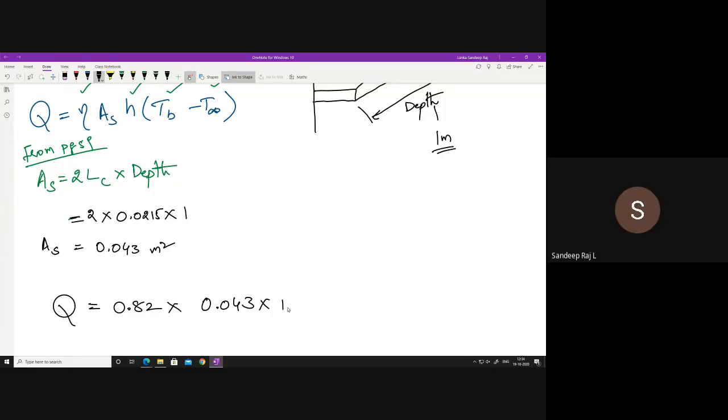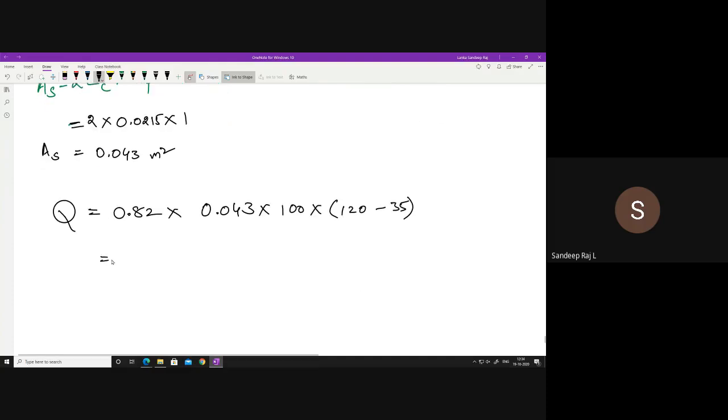What? 99 somebody said. Okay, the H value is given as 100, and the TB minus T infinity is 120 minus 35. Tell me what is this value now? 299.7 watts. Okay. Since you have taken depth as 1 meter, you can write it like per unit depth. Whenever you are assuming something, it is better to put that in units itself. So the Q value for unit depth is this one.